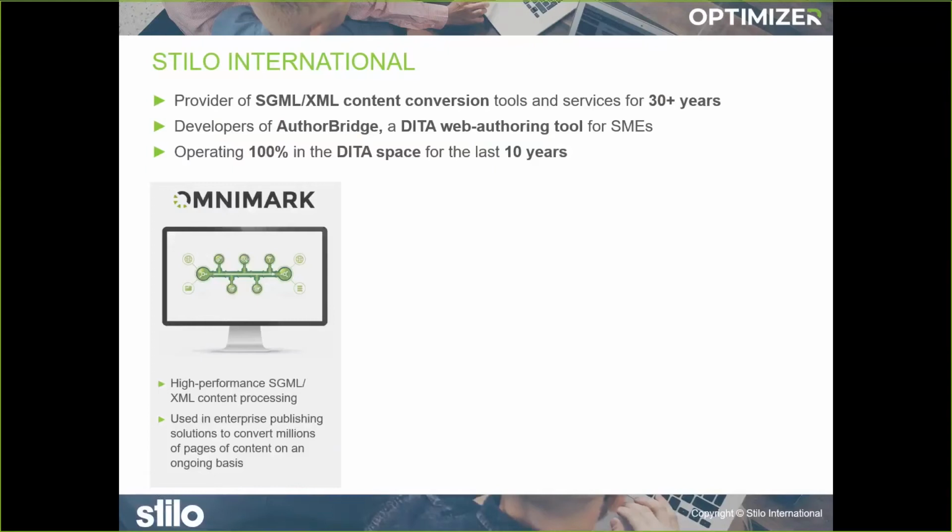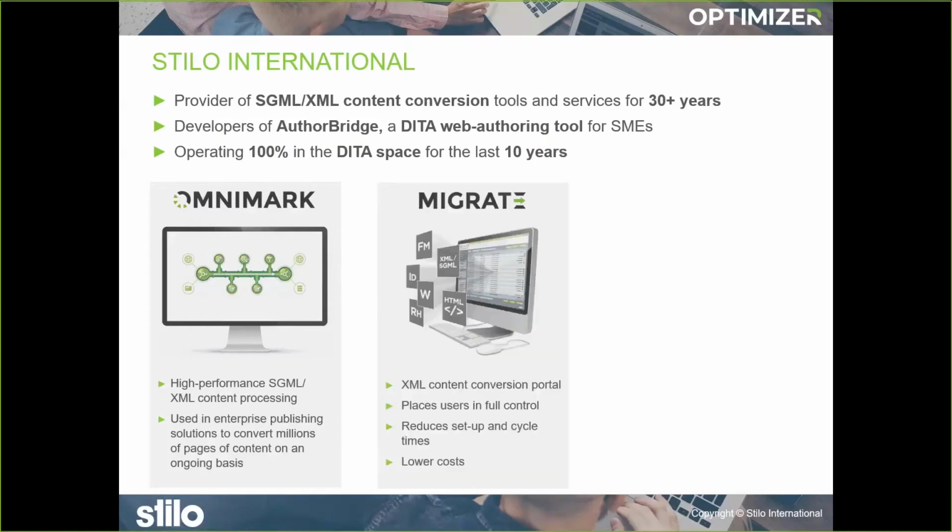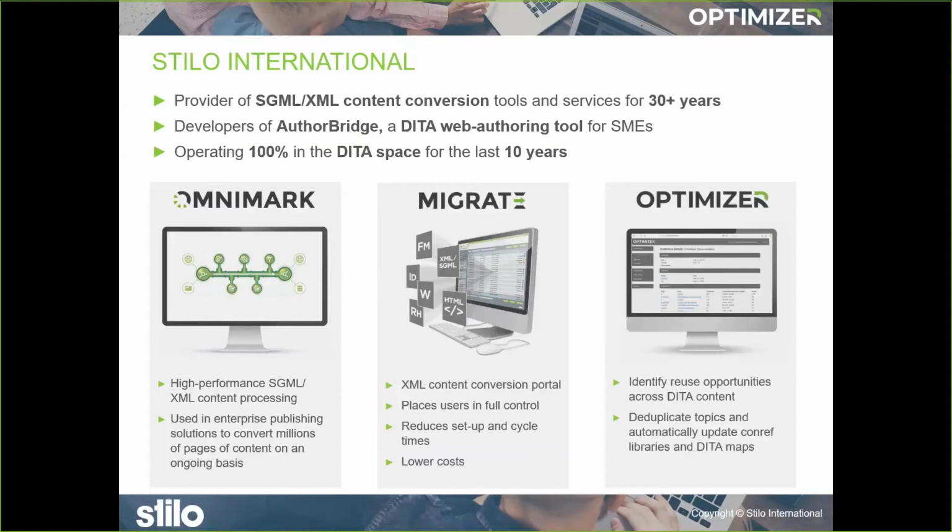The first being a programming language called OmniMark. This is a structured content processing tool which can be used for manipulating XML content, publishing it, and enriching it. We also have Migrate, which is the world's first cloud content conversion service. It can be used to convert content to DITA XML from source formats including Word, FrameMaker, RoboHelp, XML, SGML, and HTML. And finally, the product we're going to be focusing on today, OptimizeR, which is a tool to help analyze DITA content collections and identify reuse opportunities.